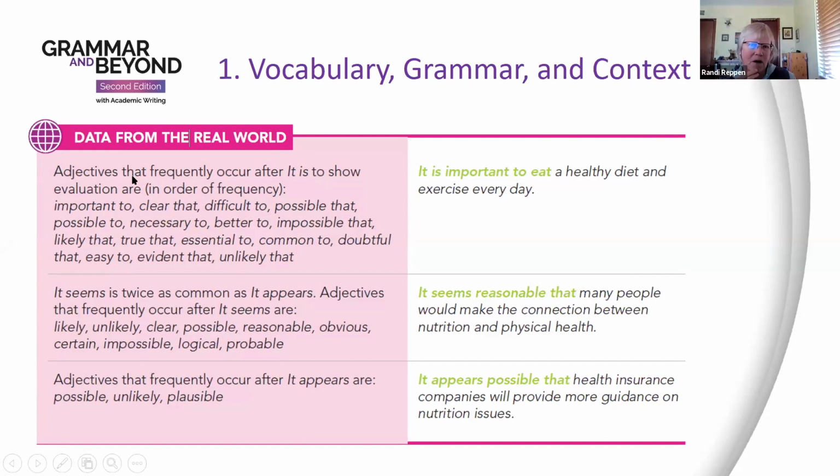So here we help students to see adjectives that frequently occur, using this "it is" structure: it is important to, it is clear that, it is difficult to. So we give them some language chunks that they can use, and we help them see what's most frequent. Not that you can only use what's most frequent, but it's good to know what is frequent, because when they're reading, they will be encountering these.